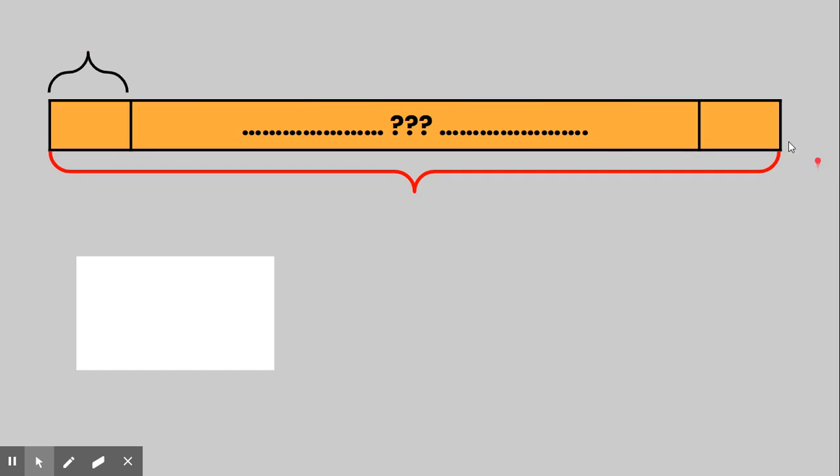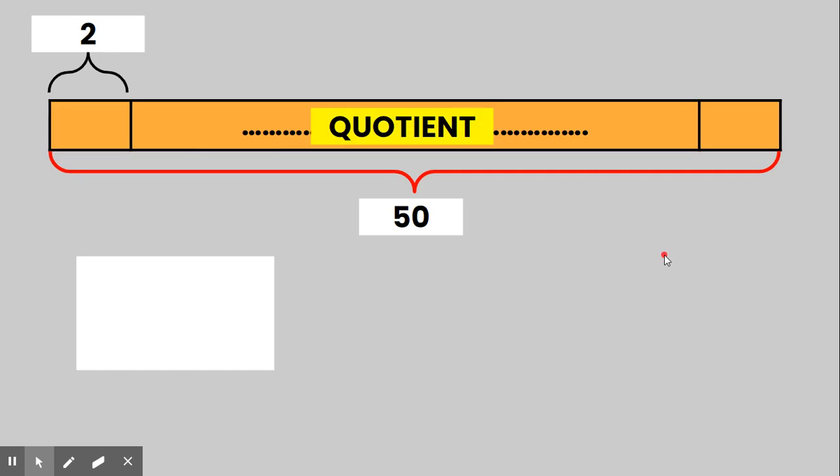In this bar model, we know how much each part is. It's 2. We know the whole is 50, but what we don't know is how many groups there are. So once again, to find this answer, we would have to divide and find the quotient.